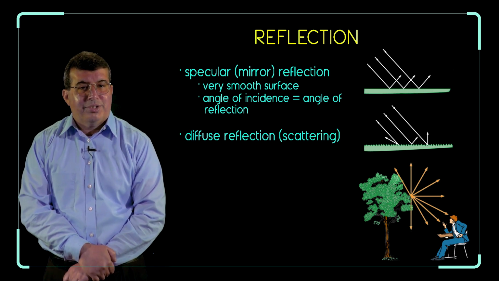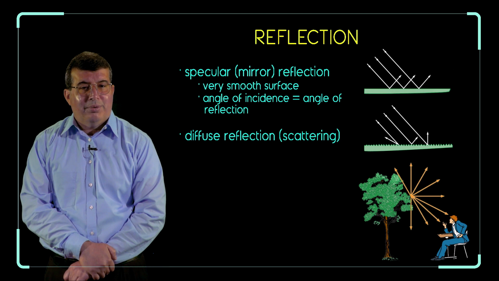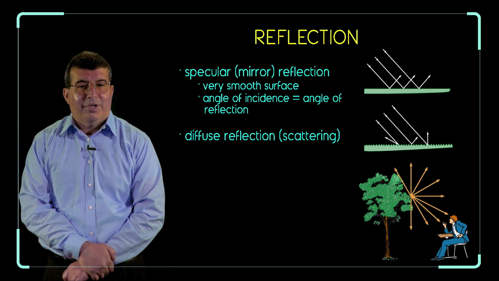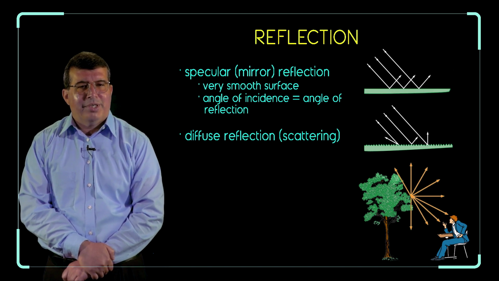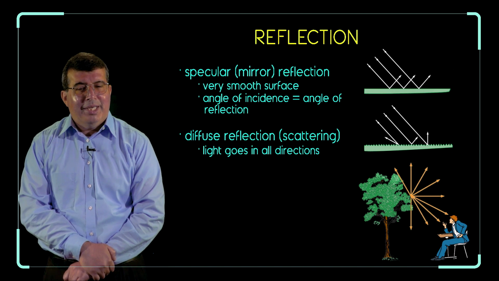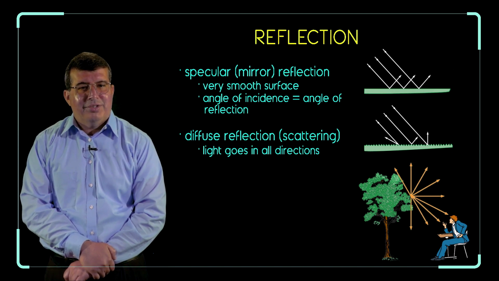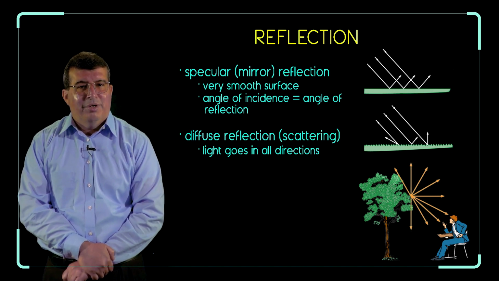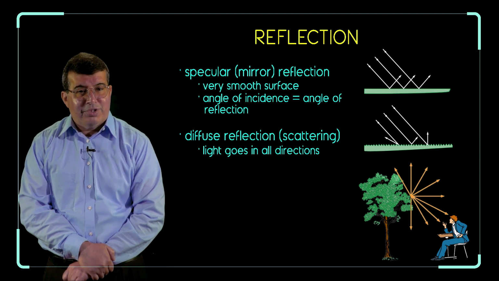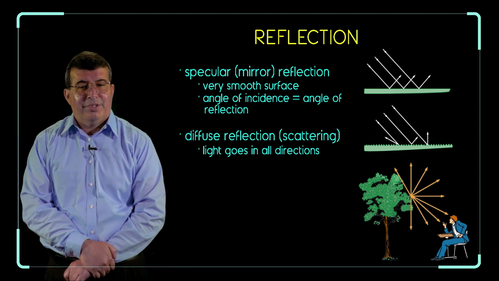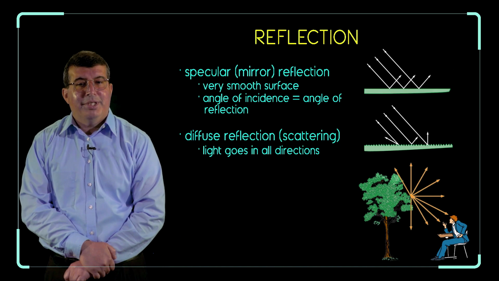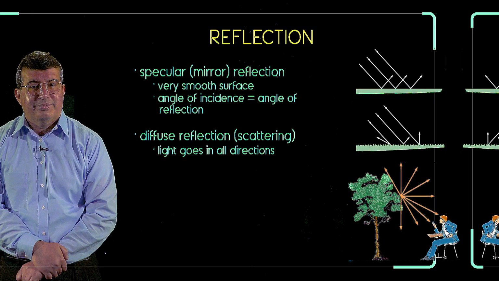Now, diffuse reflection is the middle diagram, where we have the light coming in, but since we have a rough surface, the light bounces off in all directions. So everywhere that the light hits, actually the angle of incidence equals the angle of reflection, but now the angle of the surface changes so that when the light comes in, the light bounces or reflects in all different directions. Let me demonstrate that for you.